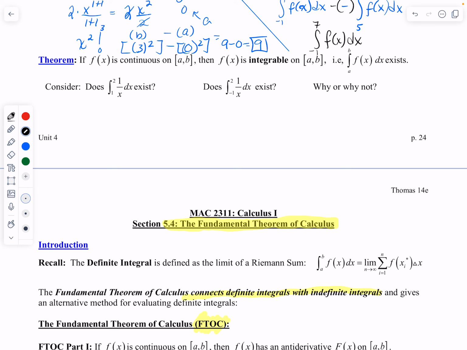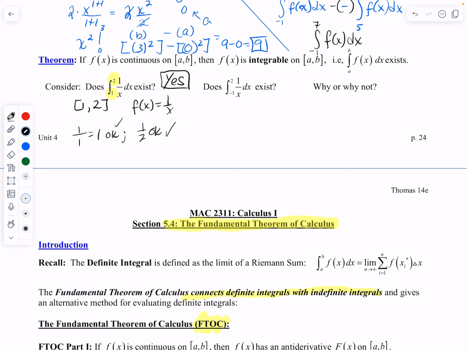For the first one, we're going from 1 to 2. I know that because I see the upper limit is 2 and the lower limit is 1. If I plug that into our function, I'm okay, because 1 over 1 equals 1. That doesn't zero out the denominator or do anything weird. The second one, 1 over 2, is also okay. Neither one of these zeroes out the denominator, and we can conclude that the function is continuous from 1 to 2. So does it exist? Yes.